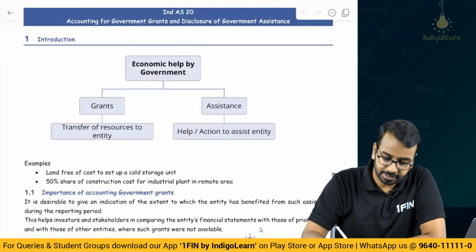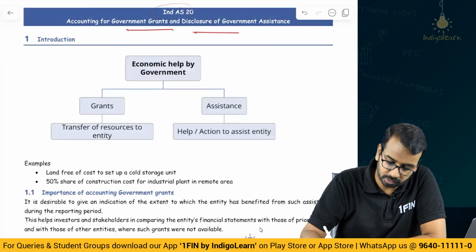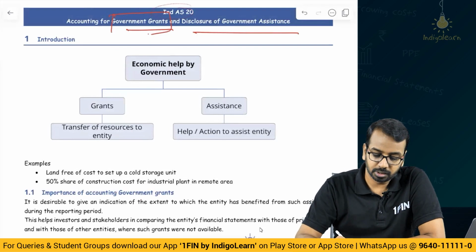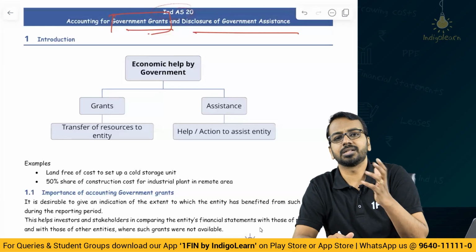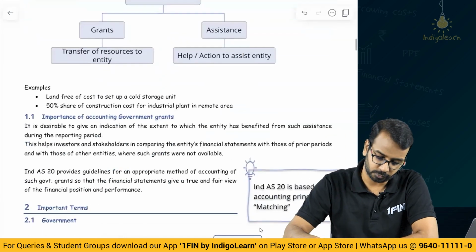Now let's move on to the next standard, IndAS 20. IndAS 20 deals with government grants and disclosure of government assistance. This is more important from examination point of view. Now the difference between government grant and government assistance is, in case of government grant, there is a transfer of resources. It can be monetary, it can be non-monetary, but there is a transfer of resources.